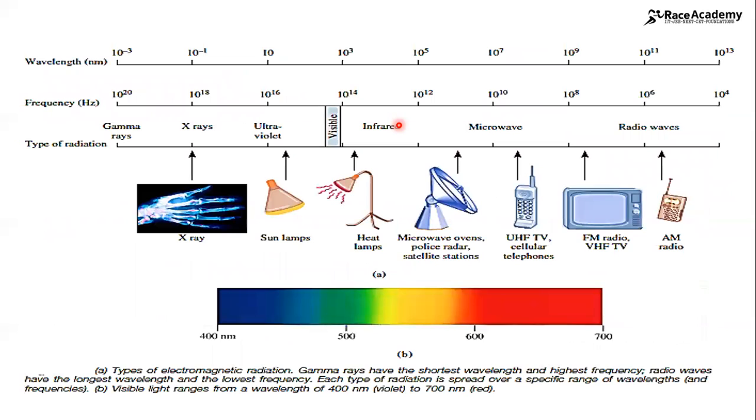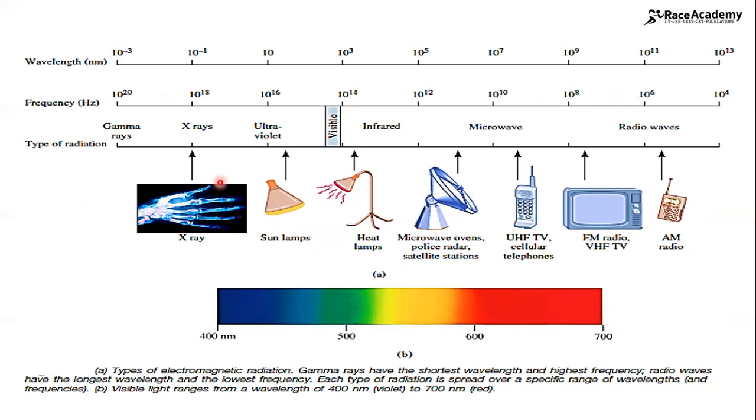Now let us see the spectrum, that means the different kinds of light and their wavelengths, frequencies and radiations. X-rays, sun lamps and heat lamps, microwave ovens and police radar, satellite stations, UHF TV, cellular telephones, FM radio, TV and AM radio. So in this, what is the order? Frequency is decreasing in this order from left to right, and wavelength is increasing.